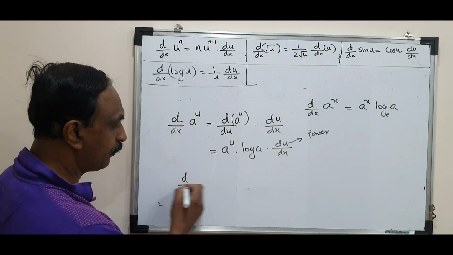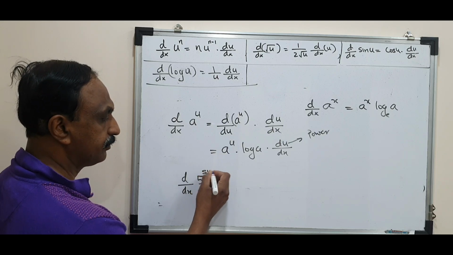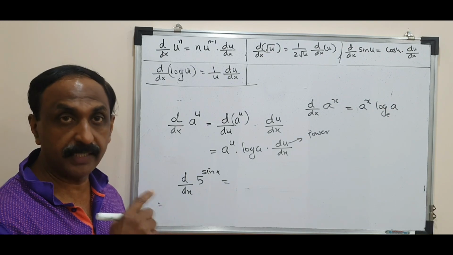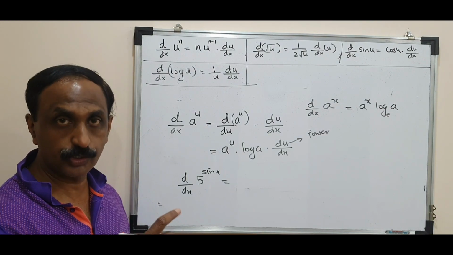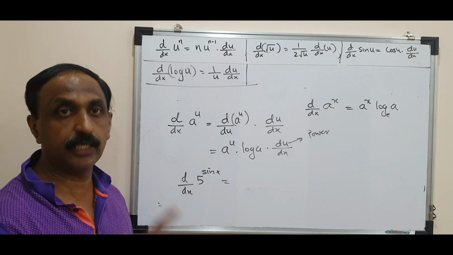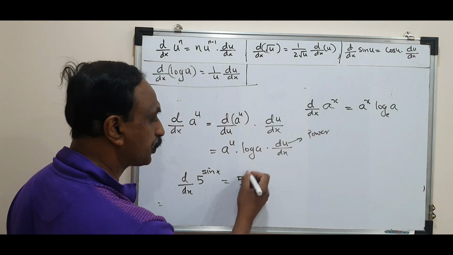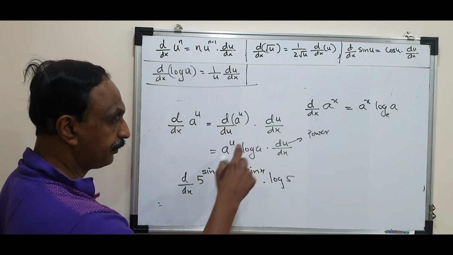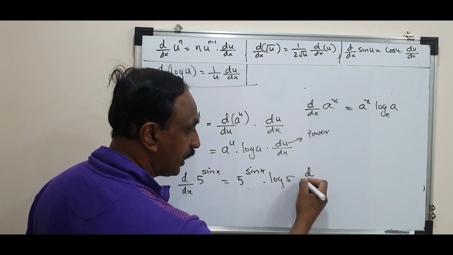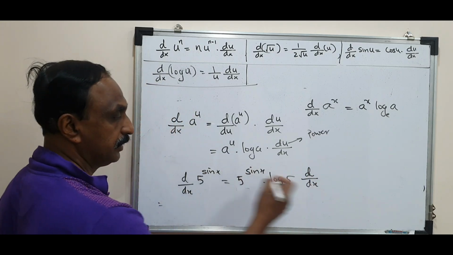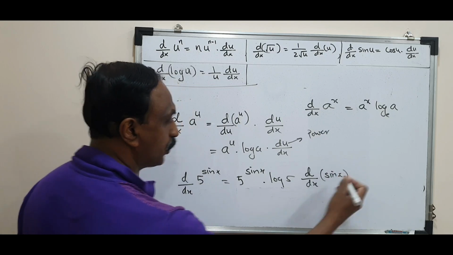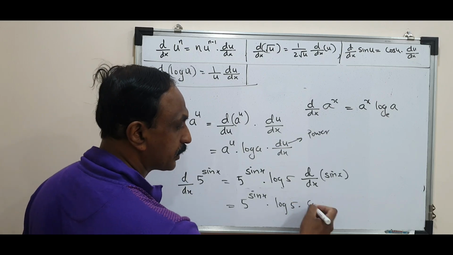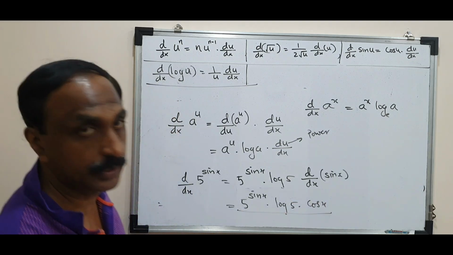So what will be the derivative of pi raised to sin x? Naturally, what kind of function? The base is a constant, not the power. Base is a constant means exponential. So pi raised to sin x into log pi, log of the base, into derivative of what? Derivative of the power. Power is what here? Sin x. So your answer is pi raised to sin x log pi into cos x. This will be the derivative of pi raised to sin x.